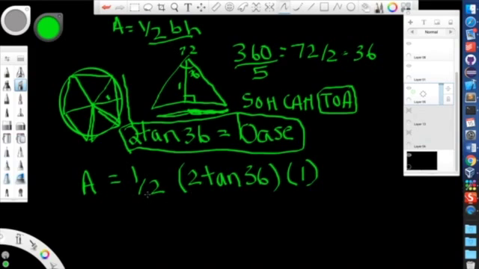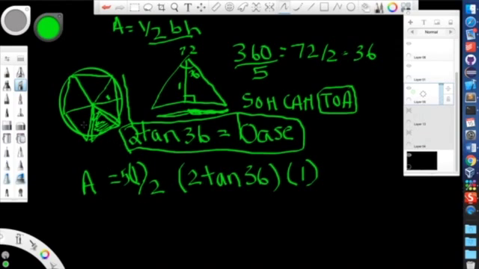Great, so this equation will help us figure out the area of one of these triangles, this one. But we need to know the area of 5 of these triangles: 1, 2, 3, 4, 5. So we'll have to multiply it by 5, or it will actually equal 5 over 2, but we can just do that to make it look easy.